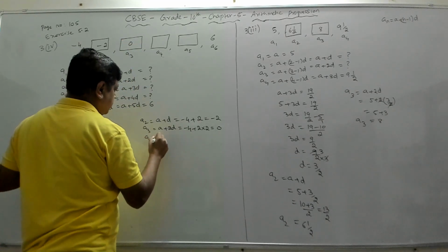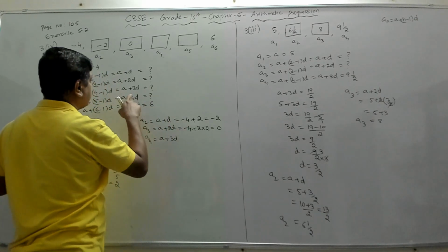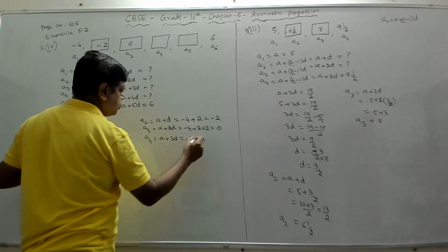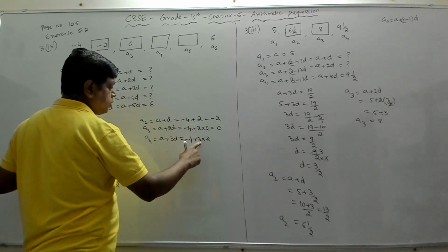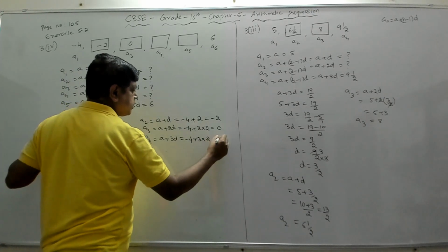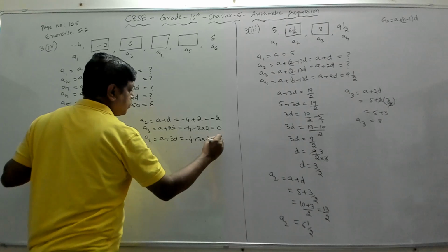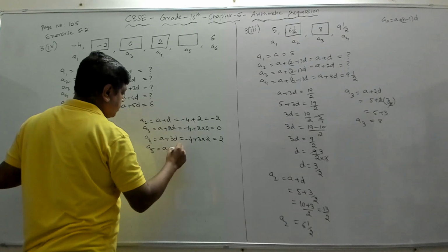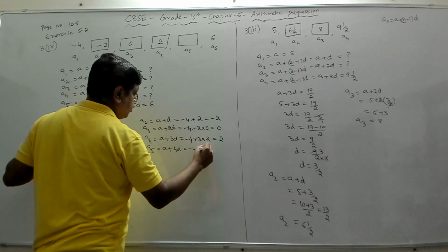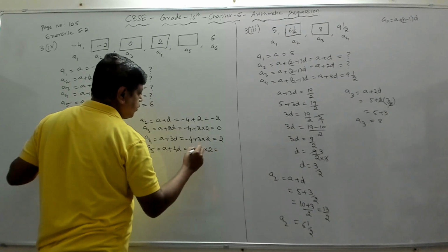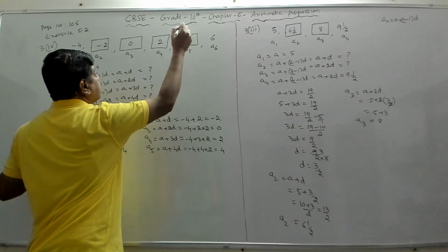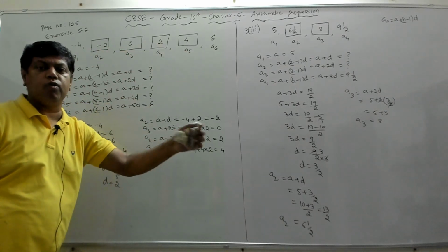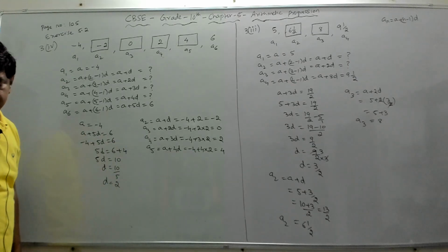Then A4 is A plus 3D. That is equal to minus 4 plus 3 into D. D is 2. Now, 3 2s are 6. Minus 4 plus 6 is plus 2. So 2. So A5 is A plus 4D, that is equal to minus 4 plus 4 into D. D is 2, so 8 minus 4 is 4. So the boxes are minus 2, 0, 2 and 4. So we have found the missing boxes.